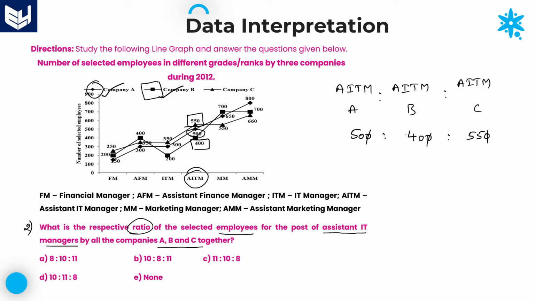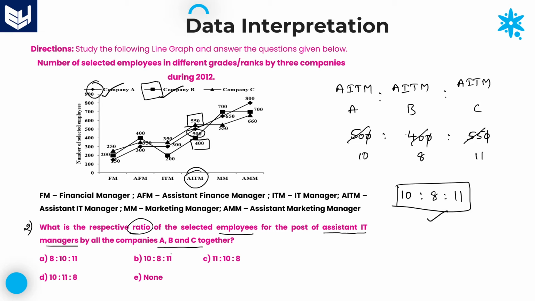After that each and every value is cancelled with the 5 table. 5 tens are 50, 5 8s are 40, 5 11s are 55. Therefore the required ratio is 10 is to 8 is to 11. That is the required ratio of assistant IT managers of all the companies A, B, C together. That is 10 is to 8 is to 11.